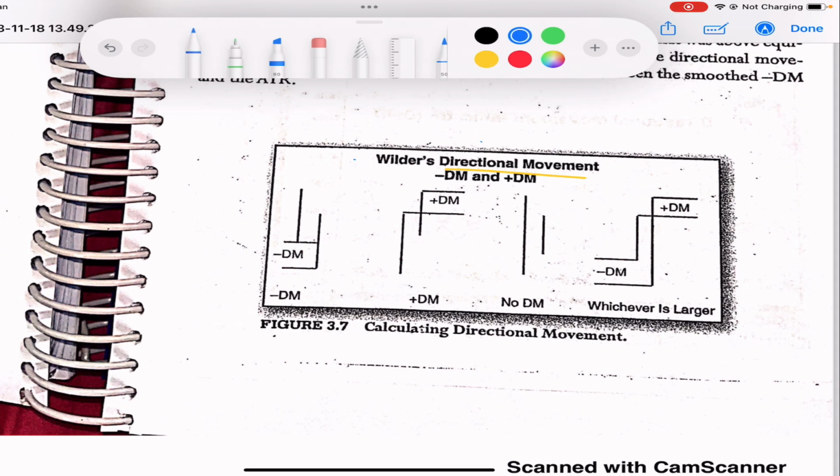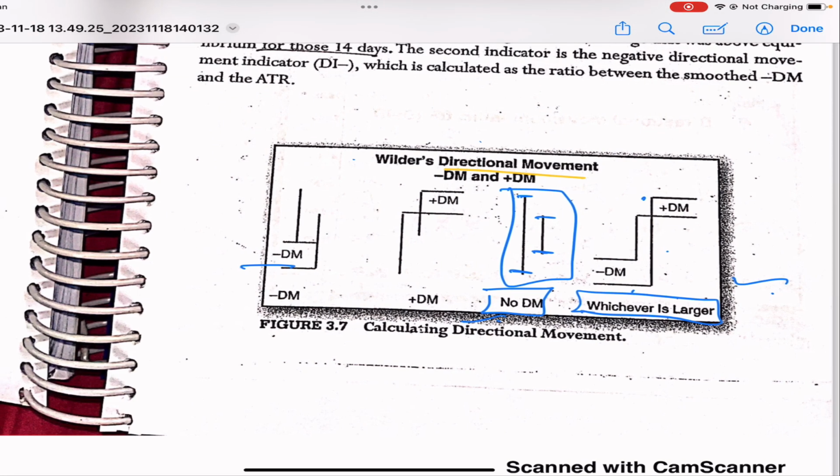Now look at this. This is yesterday's candle. Today's candle broke the low and the low is lower. That's why minus DM. Here this was yesterday's high. The high was broken and a newer high was created. So this is plus DM. Here we can see that this candle's high and low are inside yesterday's high and low. In situations like this, there is no DM. And here the high and low are both different, both higher and lower, then whichever is larger, that we would be considering. This is what my DM is.